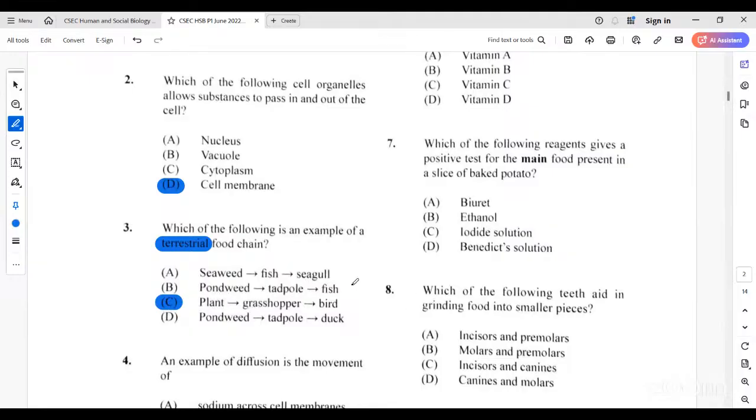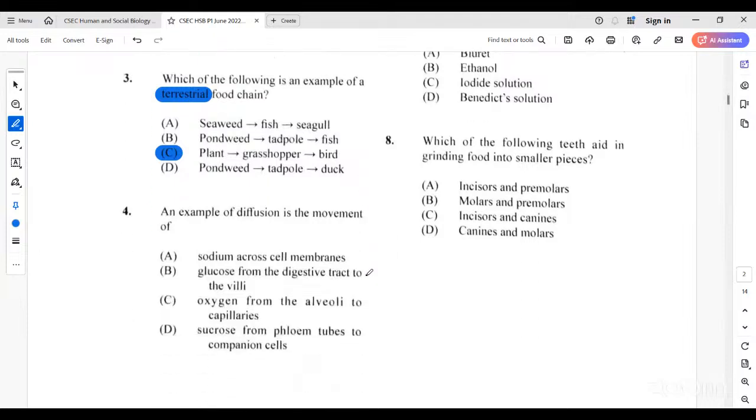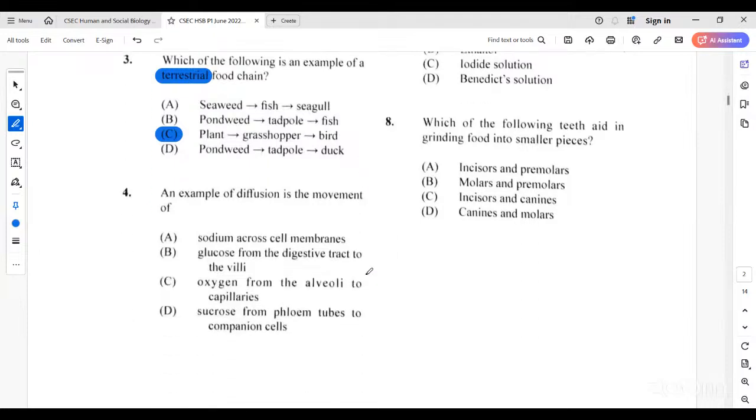Do feel free to give your answers as well, just to make sure we are matching up. As I read the questions, you could give your answers.